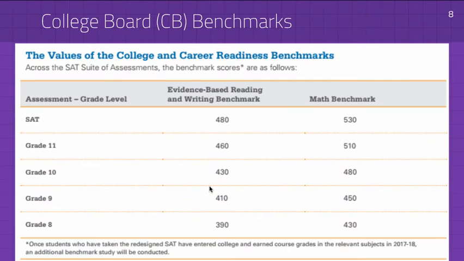Now I want to show you the overall data, but first I want to remind you that there are College Board benchmarks for career and college readiness. Here they are for the SAT for grade 11, and this is the practice SAT, grade 11, right here, 10, 9, and 8.